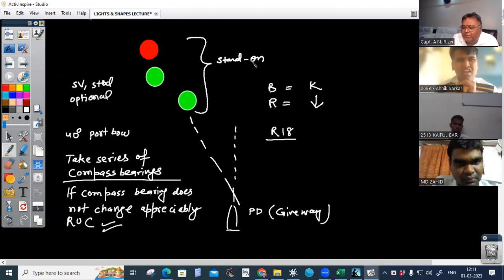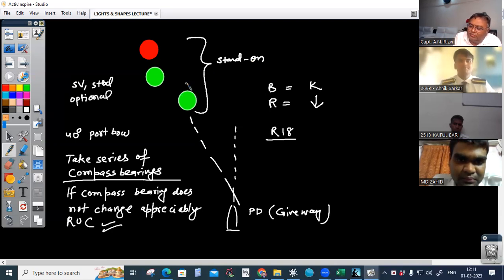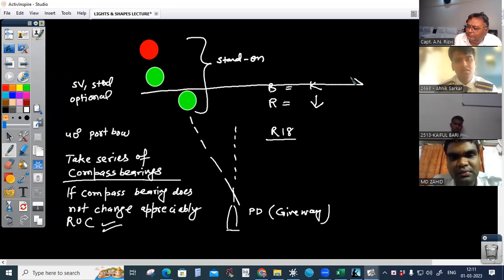Do you know in which direction this vessel is going? Yes, sir. It will pass to the starboard side, sir. It is coming from port to starboard. I will rotate 360 degrees and pass from its stern, sir. See, it is showing the starboard side, right? Yes, sir. And it is going to pass like this, from port to starboard.